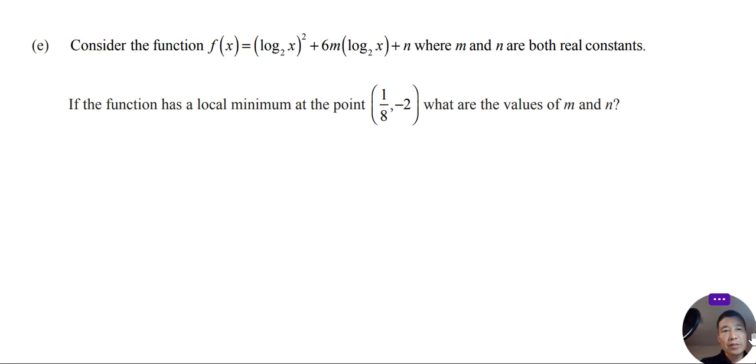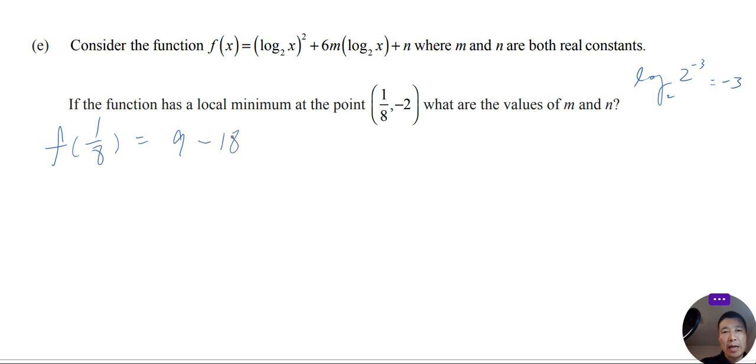So the first step would be f of 1/8, right? When you plug in 1/8, that means 2 to the power of negative 3, isn't it? So log to the base of 2 must be negative 3. So that's negative 3 squared, which is 9. And when you plug negative 3 here, negative 18m plus n equals how much? Negative 2. So negative 18m plus n must be negative 11.